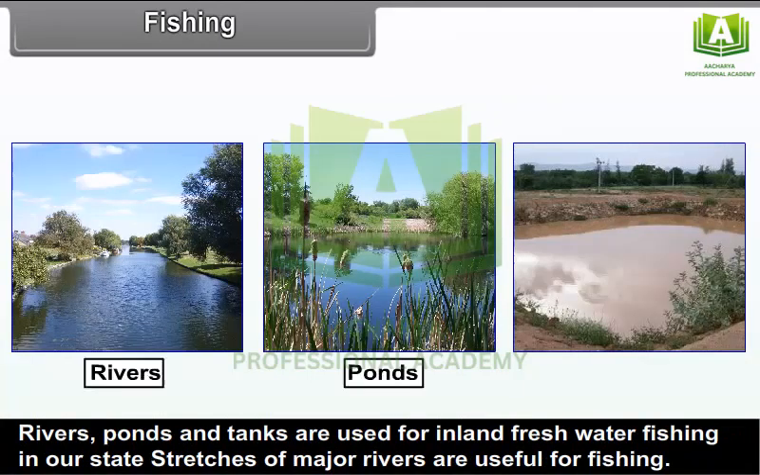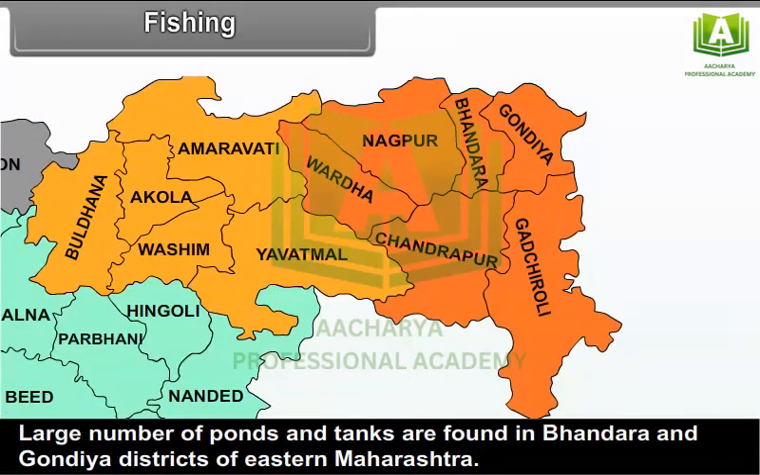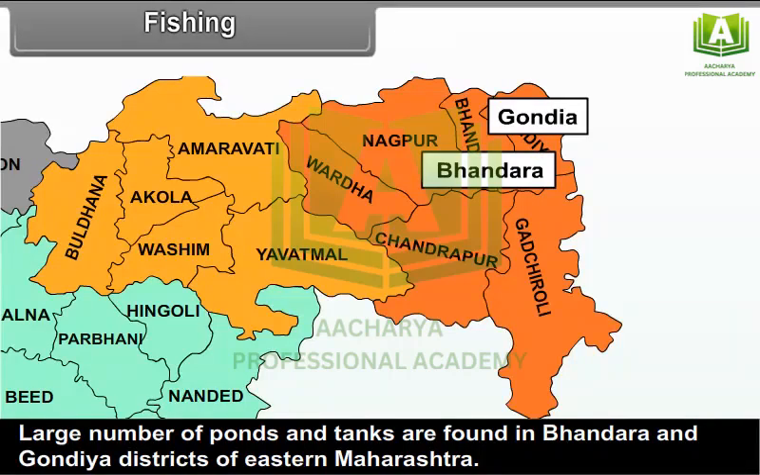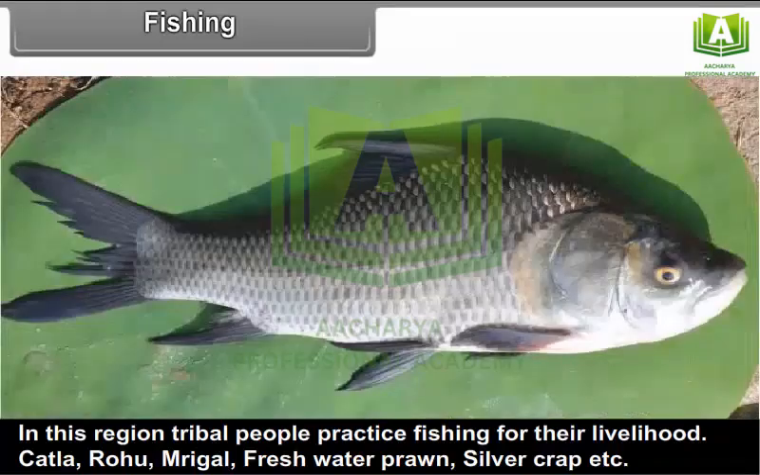Rivers, ponds and tanks are used for inland freshwater fishing in our state. Stretches of major rivers are useful for fishing. A large number of ponds and tanks are found in Bhandara and Gondia districts of eastern Maharashtra. In this region, tribal people practice fishing for their livelihood.